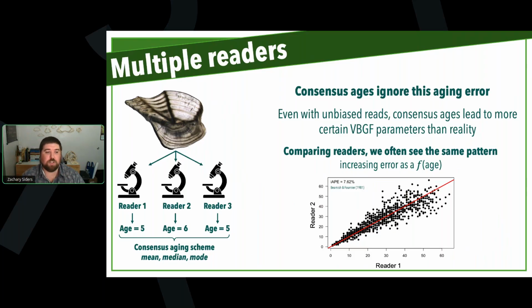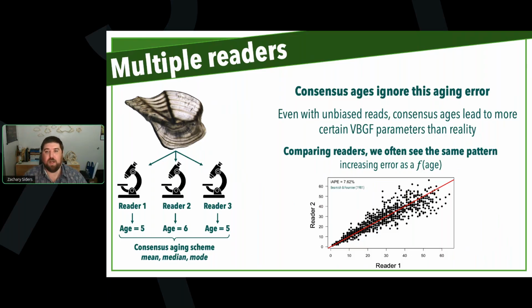And as a result, you have all this extra information that's coming in from those individual reads. Occasionally, we apply some consensus aging scheme as a result, where we take something like a mean, median, mode, or other kind of process. We might revisit reads that we think are biased, and we go back into that process. But this consensus aging really ignores the fact that we have this really rich observational data set on the multiple readers.